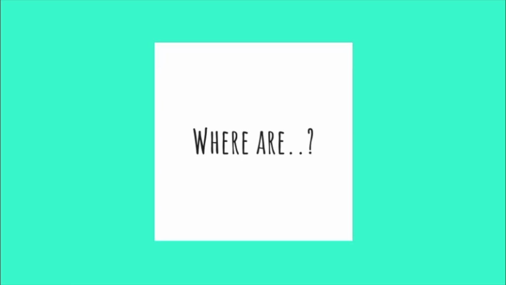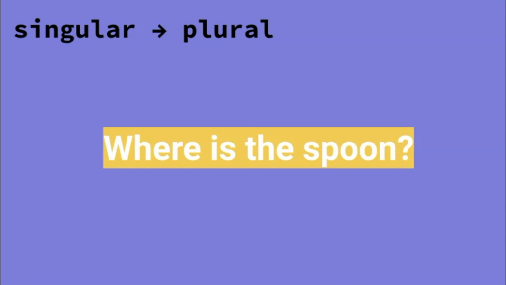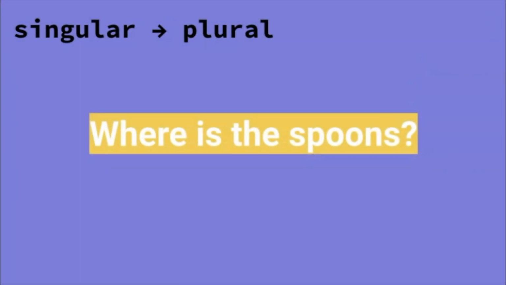Let's take a moment to change this singular question asking about one object to a plural question asking about two or more objects. So when we make the plural, what's the first thing we do? That's right. We add the S. So now we have, where is the spoons? Wait a moment, that's not quite right. What's wrong?